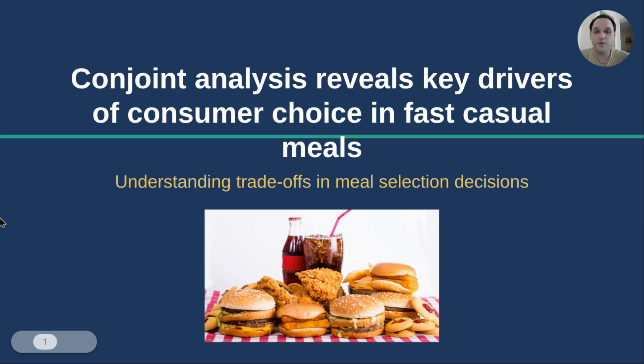Hello. Today we're going to discuss conjoint analysis. Conjoint analysis is one of the most widely used research methods for understanding consumer preferences. Instead of asking people what they like, conjoint analysis observes the choices they make when forced to make trade-offs. In this example, we'll use a fast food meal scenario to show exactly how conjoint analysis works and how researchers turn choices into business recommendations.